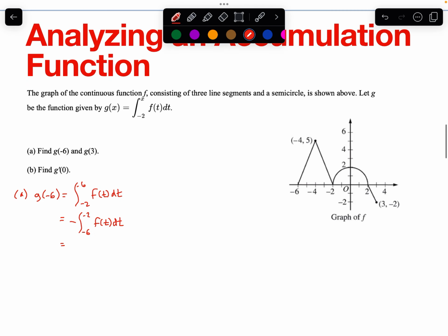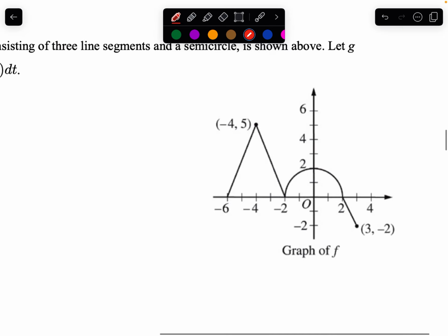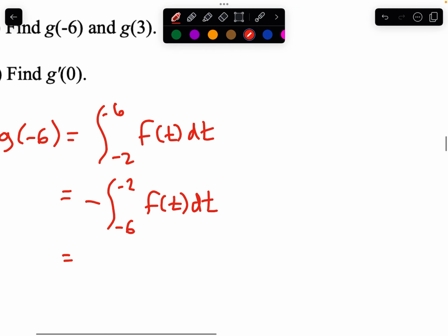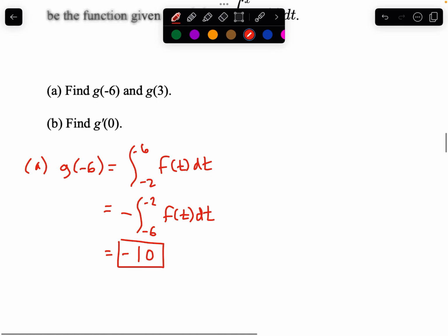So we have to find the area under this curve f from -6 to -2. Well, let's take a look at this curve f. From -6 to -2, we're looking at a triangle with a base of 4 and a height of 5. Well, 1/2 base times height, 1/2 of 4 times 5, 1/2 of 20 is 10. So the area under this curve is 10. With our negative sign in front, then, our answer here is negative 10.